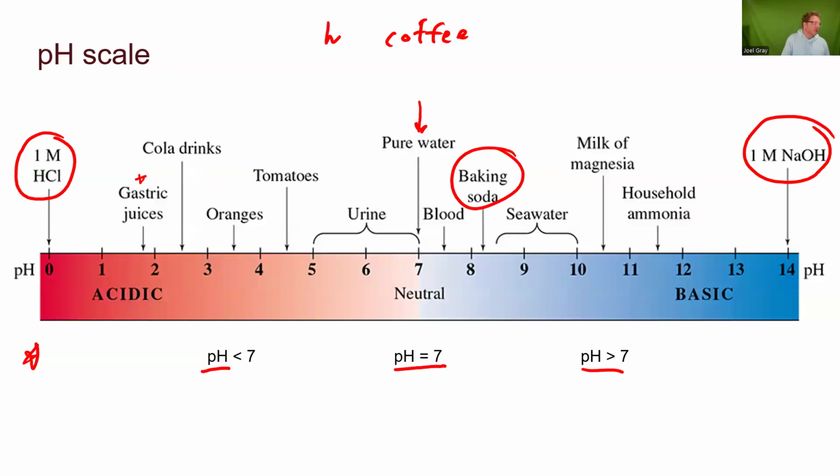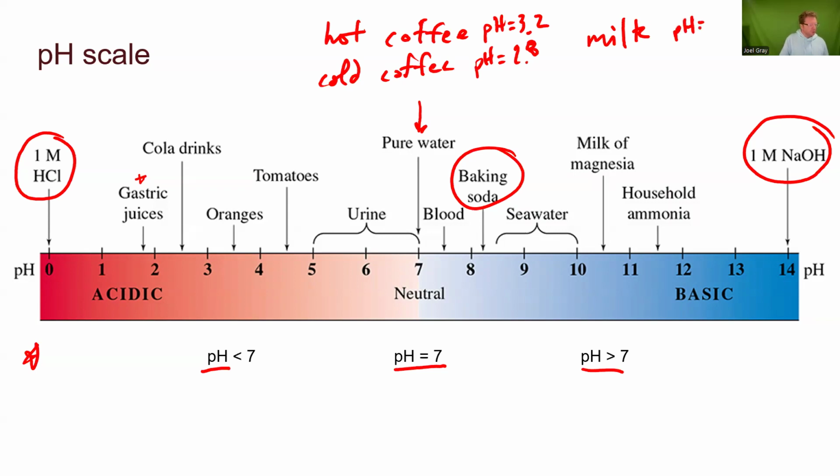I'm going to say hot coffee, cold coffee, and then let's go with milk. And I gave you a pH. Hot coffee, let's say that the pH equals 3.2. Cold coffee, pH 2.8. Milk pH, let's go with 8.1.